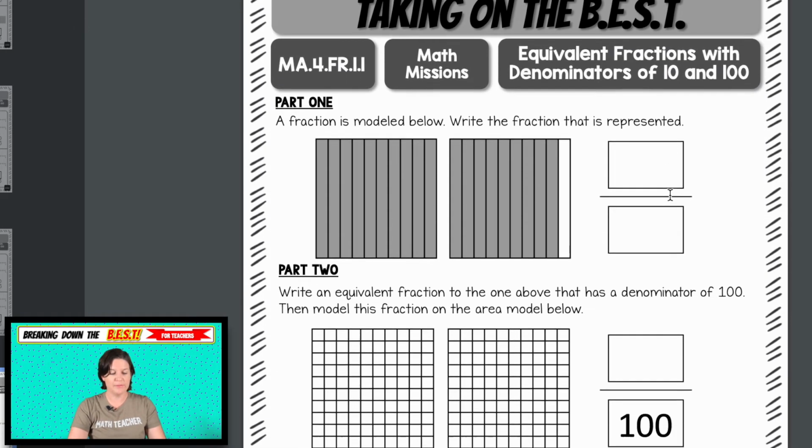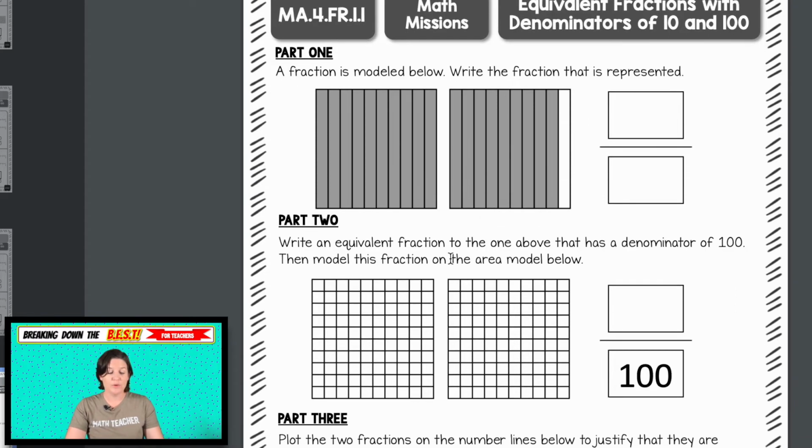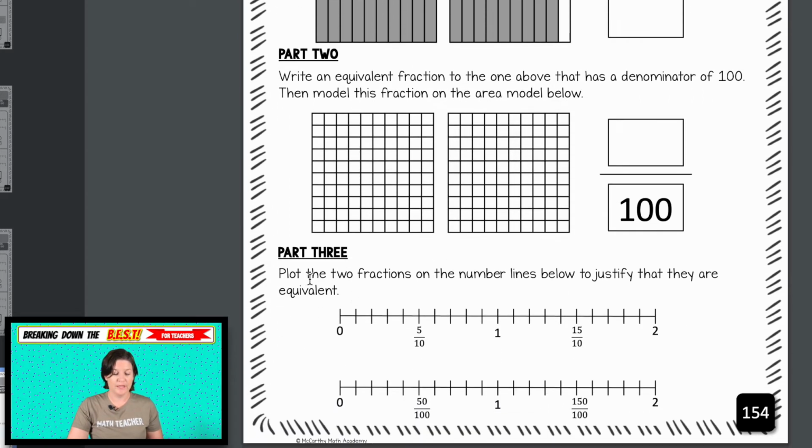You've got the math mission, which is a math task for this standard. Part 1 says a fraction is modeled below, right? The fraction that's represented, and there it's a fraction greater than 1. And then we're going to write an equivalent fraction to the one above that has a denominator this time of 100. Then model this fraction on the area model below. Then we will plot the two fractions on the number lines to justify that they are equivalent. So you can see it's a multi-step problem there.